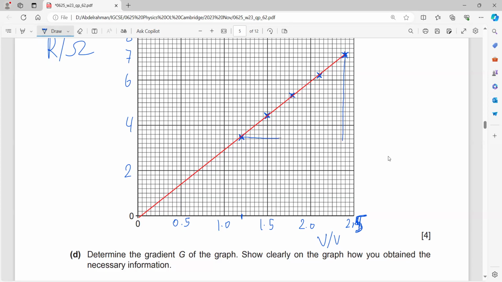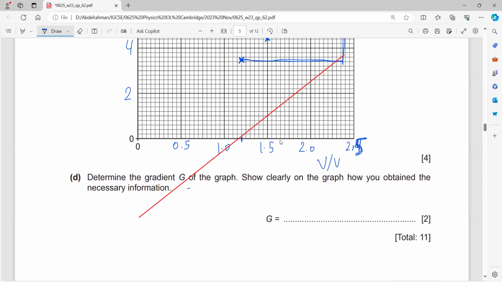And this one. I have to draw the triangle. I drew the triangle like this. Let's calculate. y2 minus y1 over x2 minus x1. Here it was 7.1 minus 3.5 over 2.4 minus 1.2.